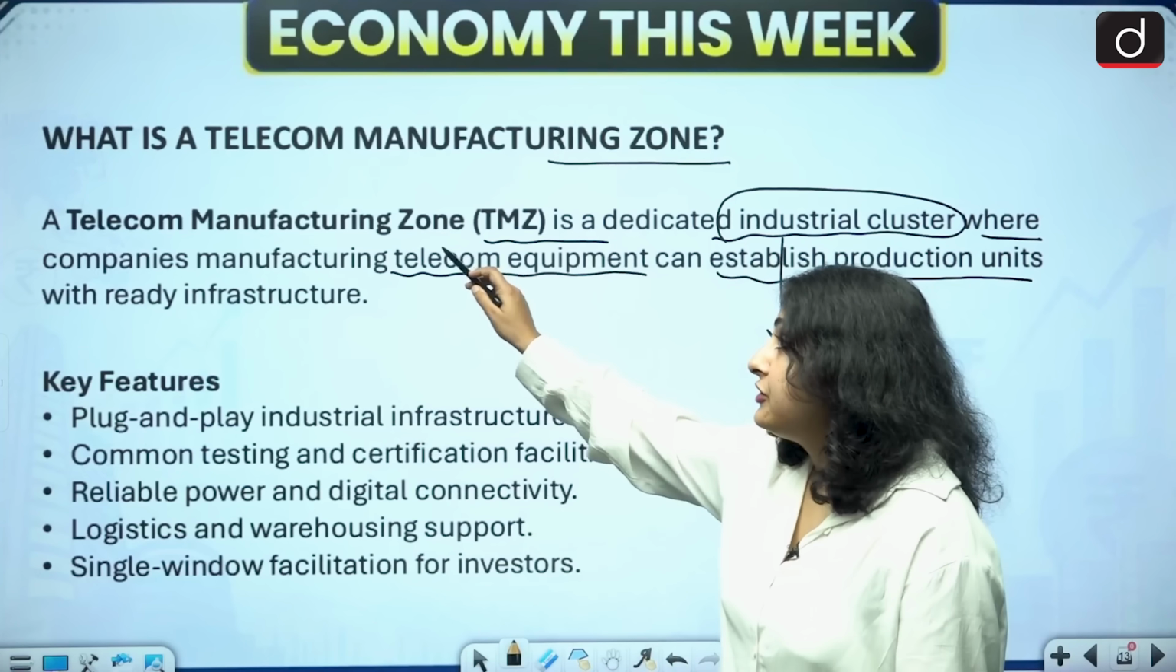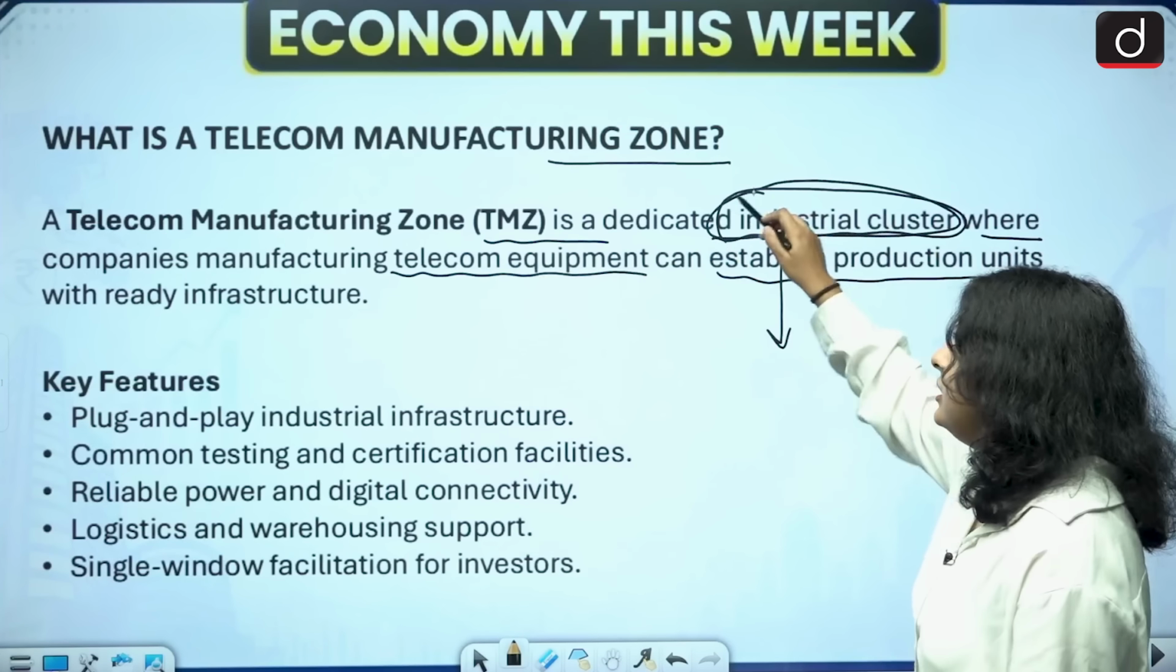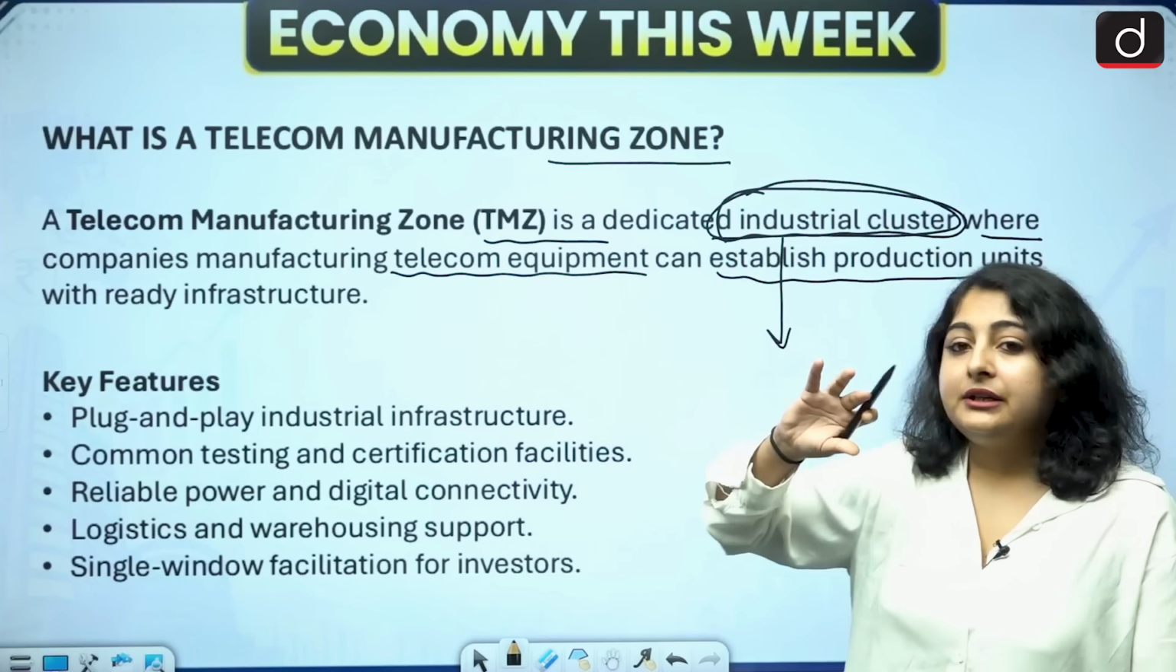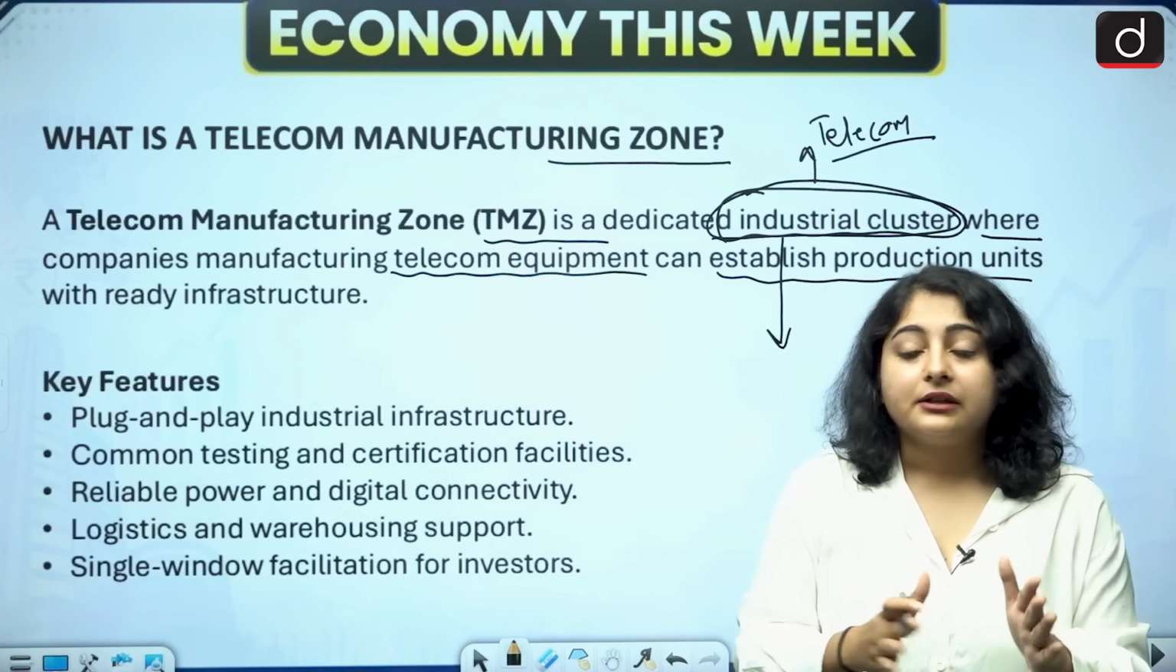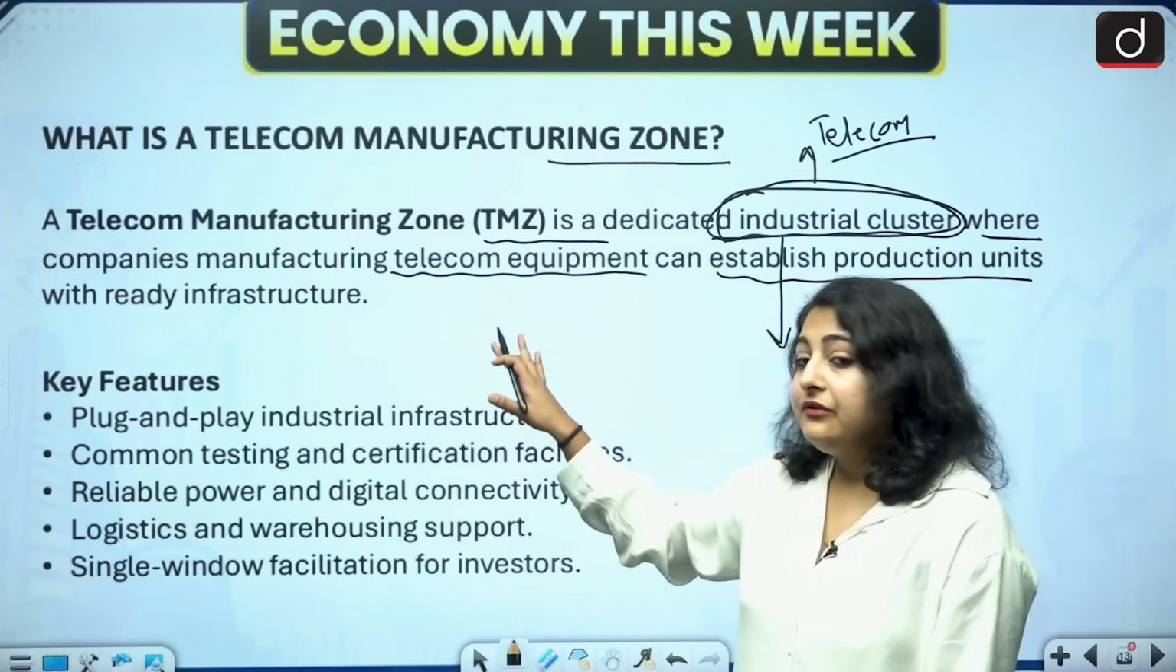So the Telecom Manufacturing Zone is also an industrial cluster, but which sector will it work under? It will work under the telecom sector. All the telecom related companies will come together, will establish their premises in Gwalior, okay, and then they will start their production. What are the key features of TMZ?